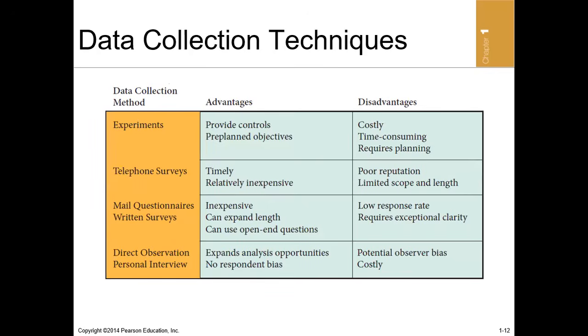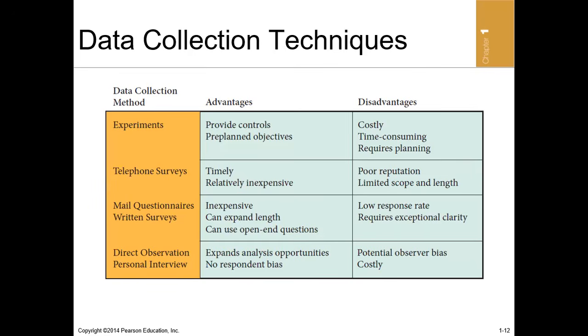So these are the various advantages and disadvantages of the data collection methods. For experiments, it provides control. We have pre-planned objectives, but the disadvantage is that it is time consuming. It requires so much planning. For telephone surveys, it is timely and relatively inexpensive because you just call the person on the phone to collect data. But on the other hand, it has a poor reputation. Then it has limited scope and length. Then we also have questionnaires and direct observation, with their advantages and disadvantages.